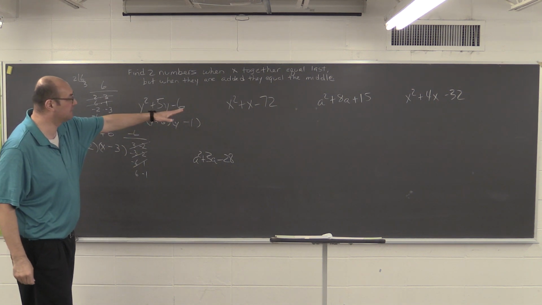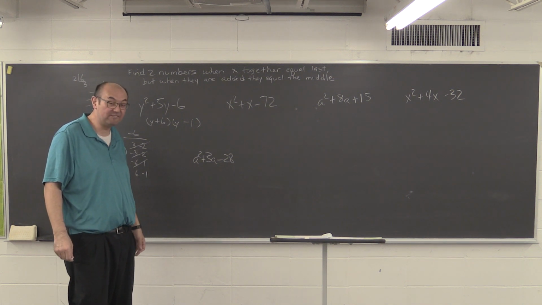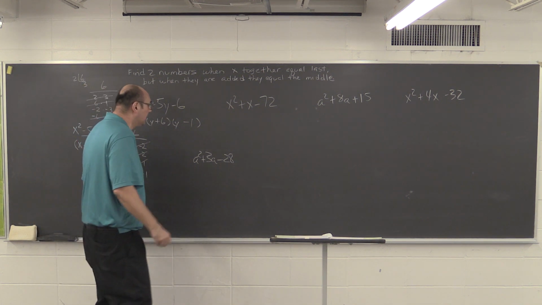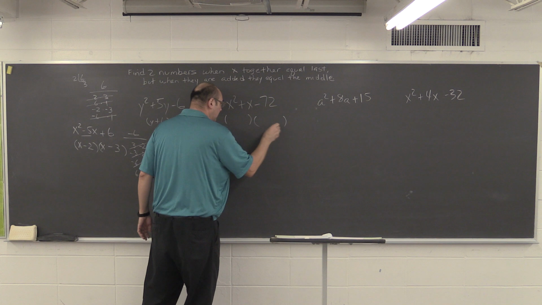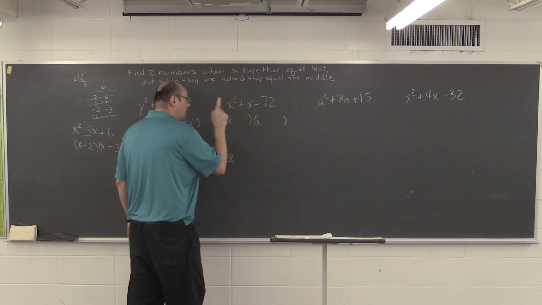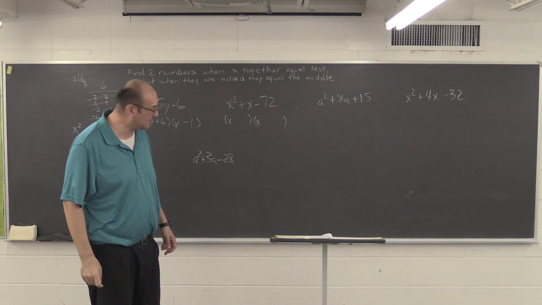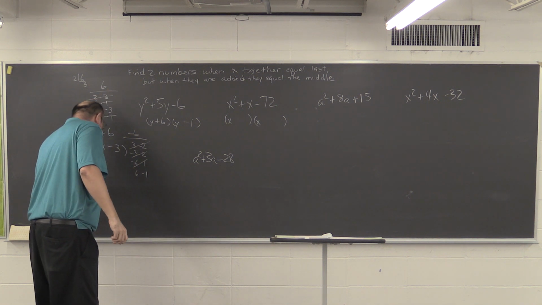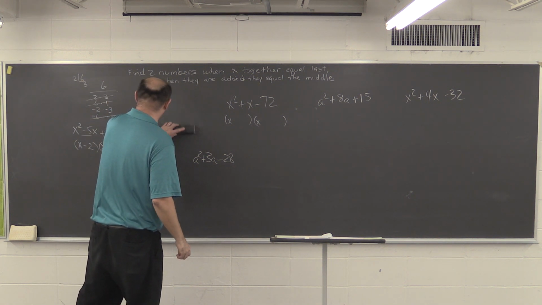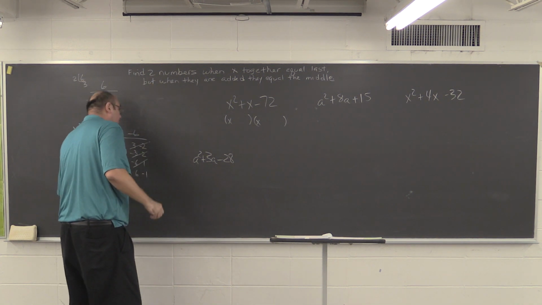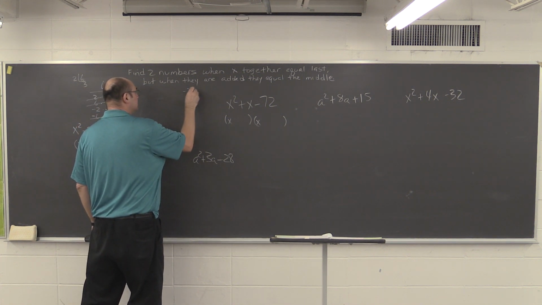Let's go to x squared plus x minus 72. All right? And we're going to move along here. x and x. All of the factors of a negative 72. I'm going to go ahead and erase this just for a little bit of room. All right, so let's do it. All right, negative 72 and the factors.